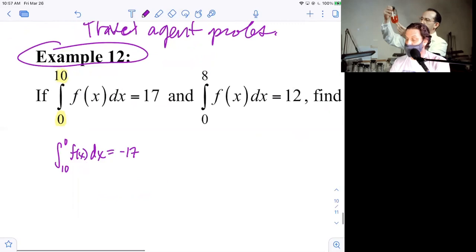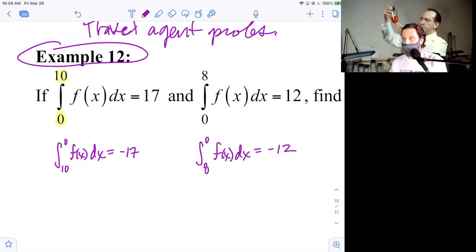And I can fly directly from 0 to 8 and get 12, but then I can fly directly from 8 back to 0, and that's going to give me what? Negative 12. So again, if you flip the interval of integration, you just change the sign of the integral value. So think of these as two-way flights.